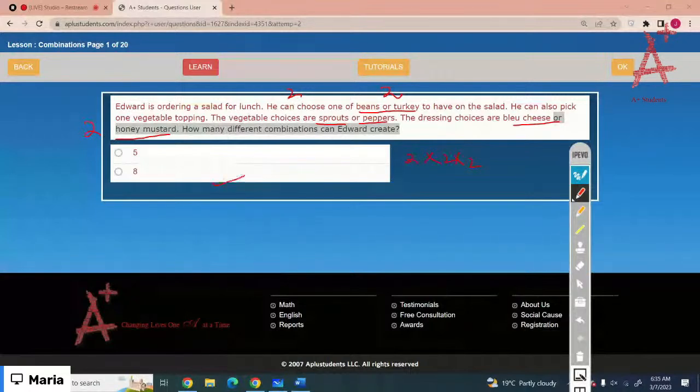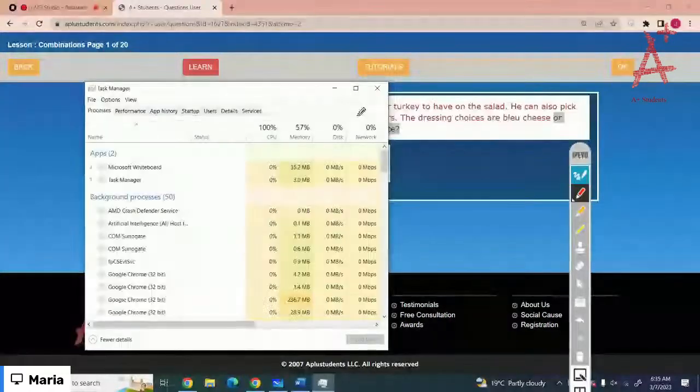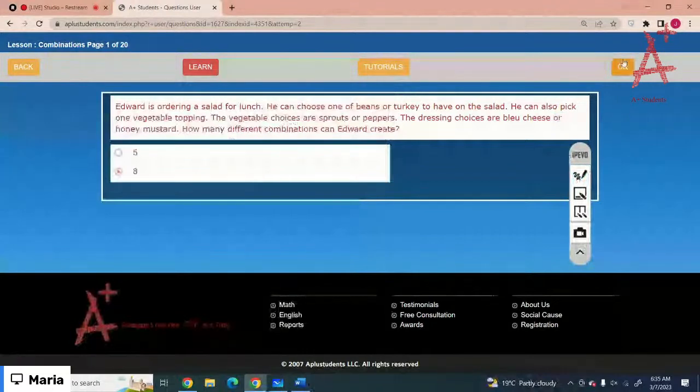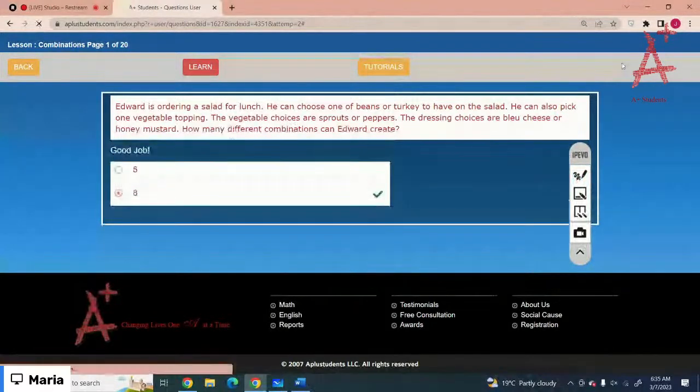Got it? So the correct option is 8. Just select the correct option, then click on the OK button. So the correct option is 8.